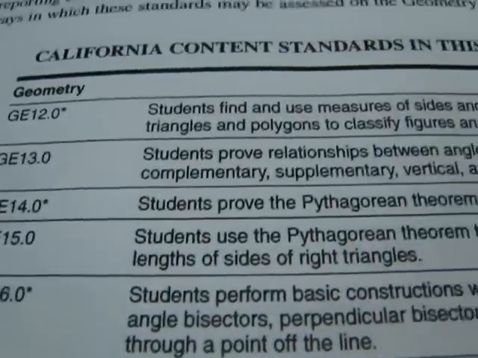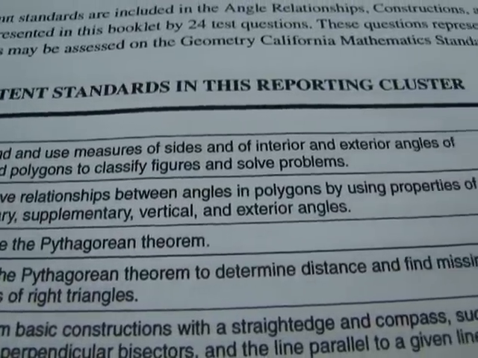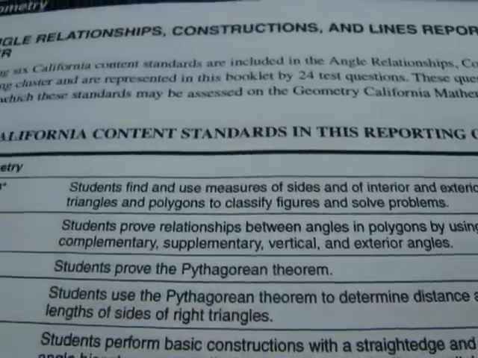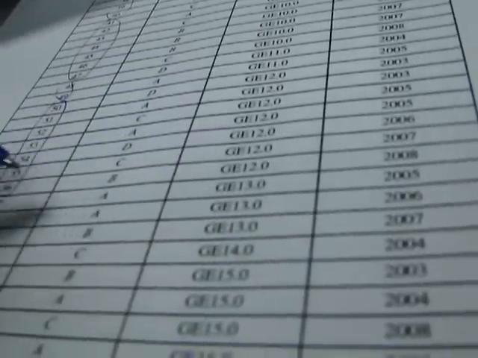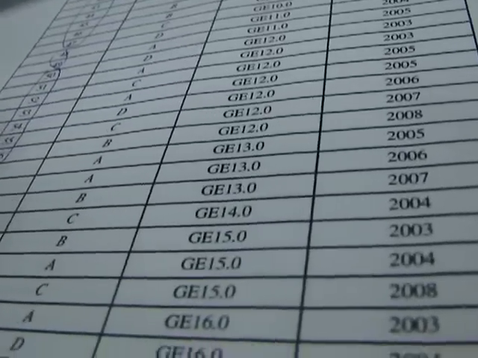Hi, and welcome to Standard 13. Standard 13 is kind of a fun one. It's relationships between angles. Let's read it. Standard 13. Students prove relationships between angles and polygons by using properties of complementary, supplementary, vertical, and exterior angles. We see that Standard 13 will represent problems 57 to 59.